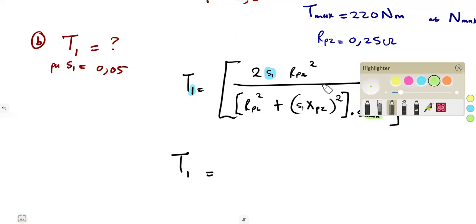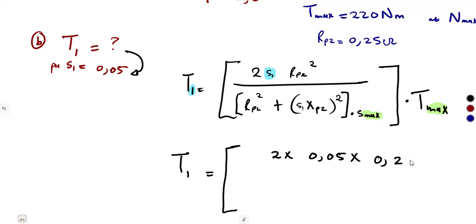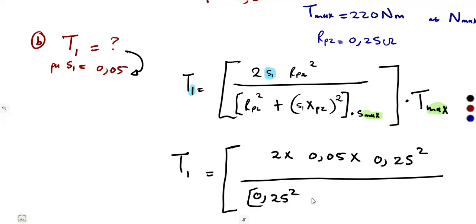So let's substitute, guys, directly into our formula. That was going to be equivalent to what? Do we have all these Rp? It's there, this one. The slip you're already given. So this one was just a matter of substituting. Our slip at this T1 is what? 0.05, times the standstill phase value, which is what? 0.25. 0.25 squared over what? Same value, 0.25 squared, plus the slip at this torque, or S1, which is what? 0.05.